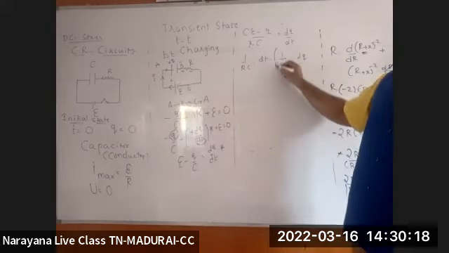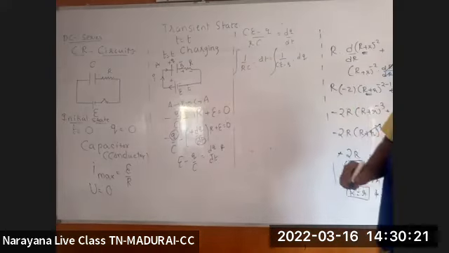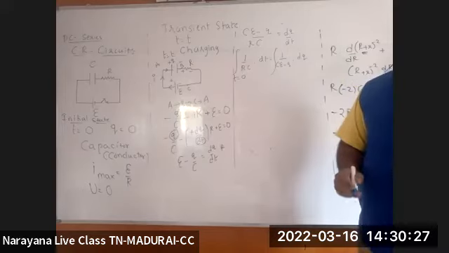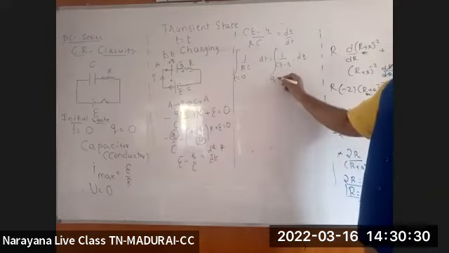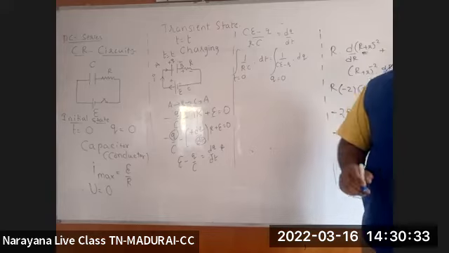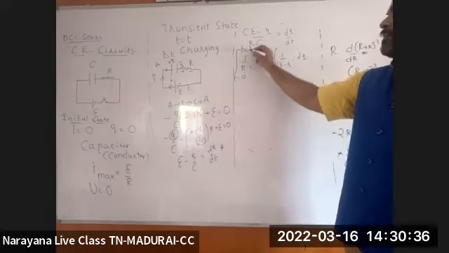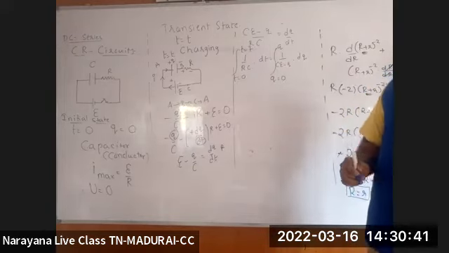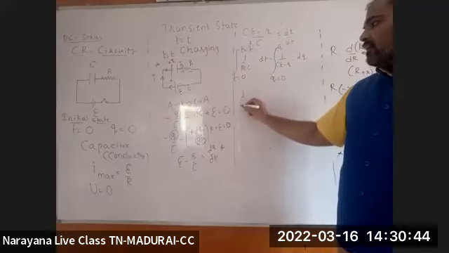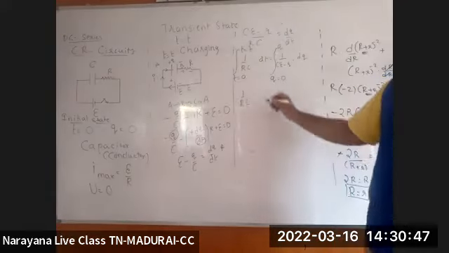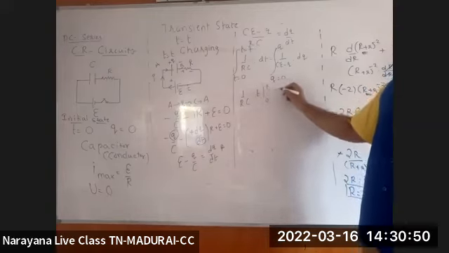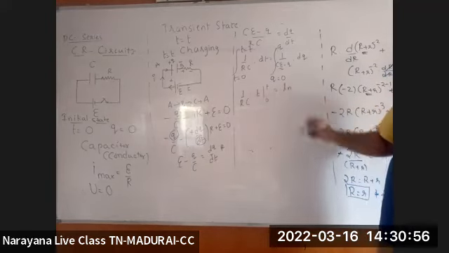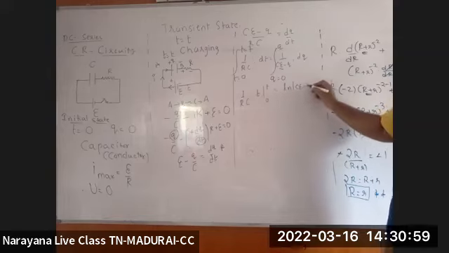Understood? If you integrate on either side, what will happen? Initially, when your observation started, what is the charge on the capacitor? Zero. When your experiment is completed, after t seconds, the charge on the capacitor is equal to small q. Constants I will take outside, 1 by R into C. What is the integration of 1 into dt? t, put the limits from 0 to t. And what is the integration of 1 by x? ln of x, that means ln of C into E minus Q.